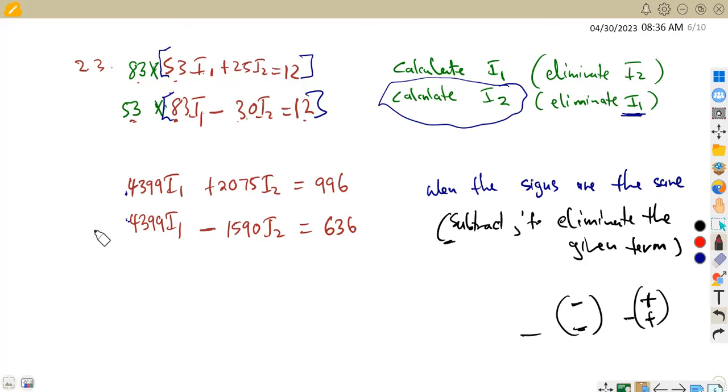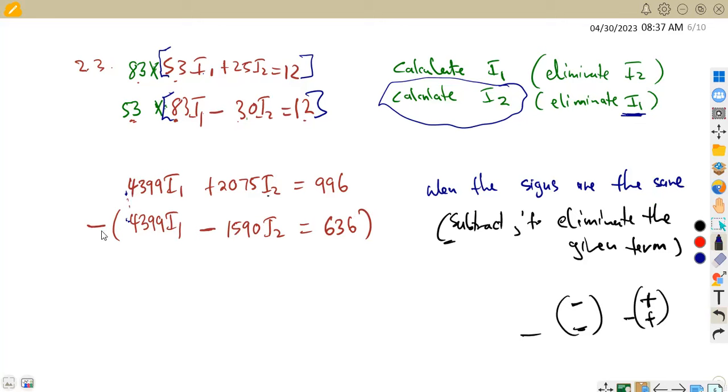So that is how you can actually do this. In this case, these two signs are the same, so I'm going to subtract. If the signs are different, you add. But if the signs are the same, you subtract. So if we subtract these two terms, you're going to obtain a 0 in this case. So you do the same thing throughout.